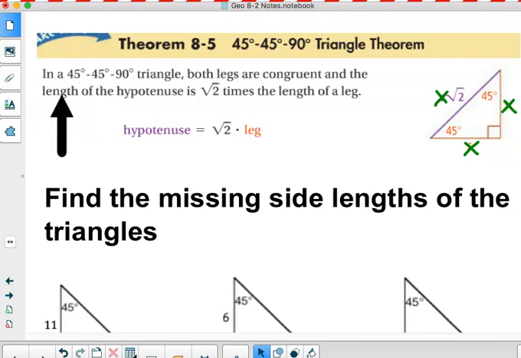So now we're looking at this, and both legs are congruent, and the length of the hypotenuse is the square root of 2 times the length of the leg, or a leg. So the hypotenuse is equal to the square root of 2 times the leg. Hypotenuse is the square root of 2 times the leg. So now let's use this. Find the missing side lengths of the triangles.